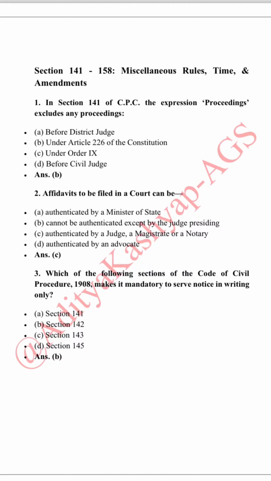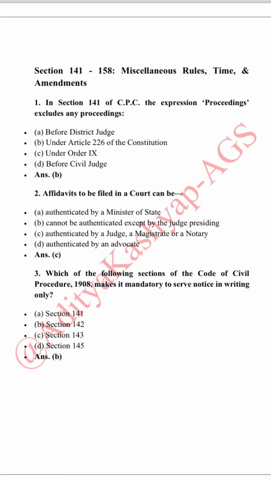Question number 2. Affidavit to be filed in a court can be authenticated by a judge, a magistrate, or a notary. So what can an affidavit to be filed in court be? It can be authenticated by a judge, a magistrate, or a notary officer.